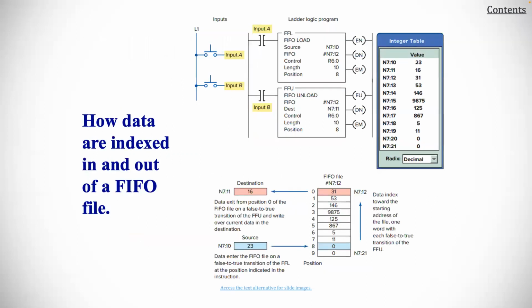So how data are indexed in and out of a FIFO file. This is an example that shows you some of those details. I'm not going to go through this, but this is in the textbook if you'd like to pursue that in more detail.